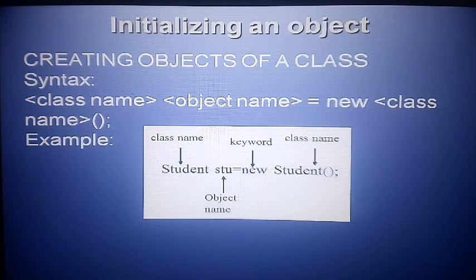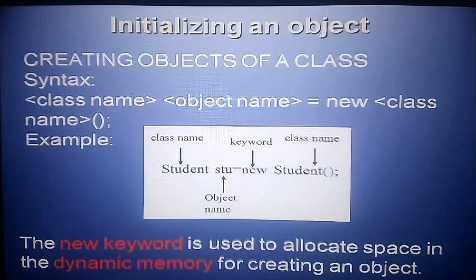So here you create an object. The new keyword is used to allocate the space, the dynamic memory, for creating an object. It means this is giving memory space to the object. So an object always holds some memory space, and then you can store some data in objects.